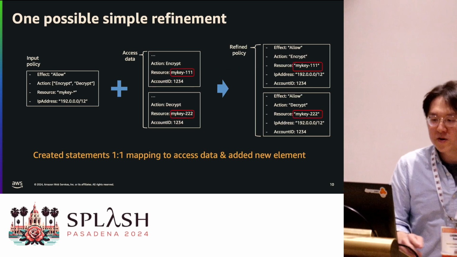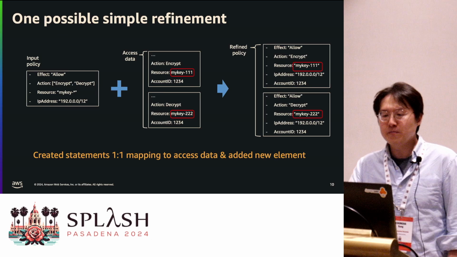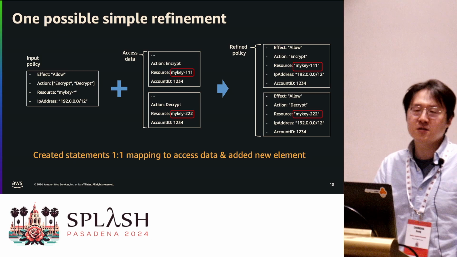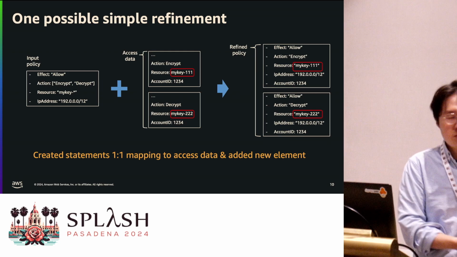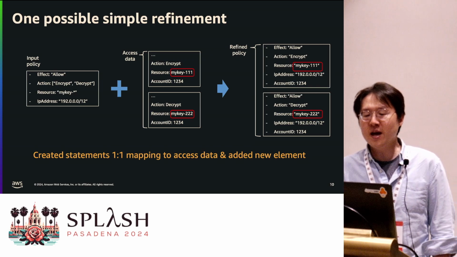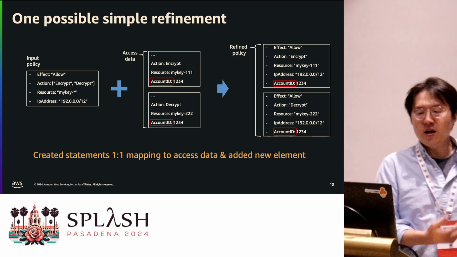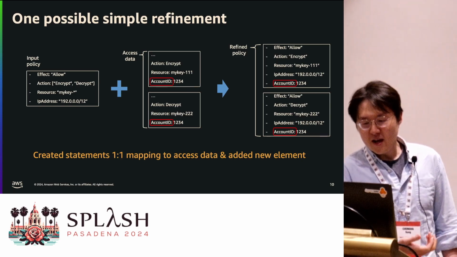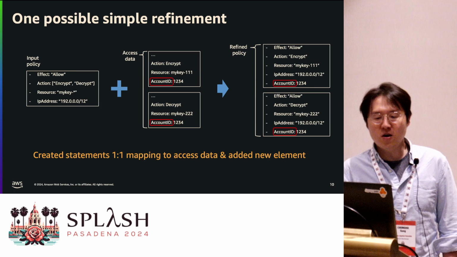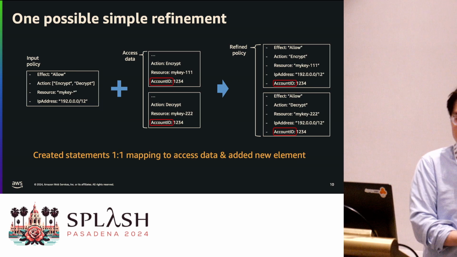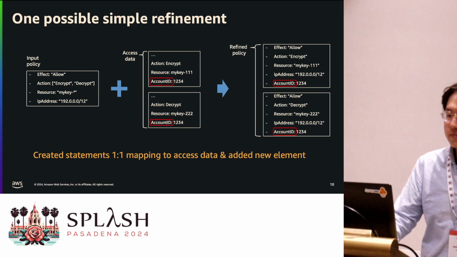For example, the first statement exactly matches the value of the resource from the first request by having my_111 instead of my_star. A similar thing happens to the second statement by having my_222. It also adds one more element named account ID, which comes from the access data. So it looks like this refined policy allows exactly the requests from the access data, and it is kind of a refined version of the input policy.